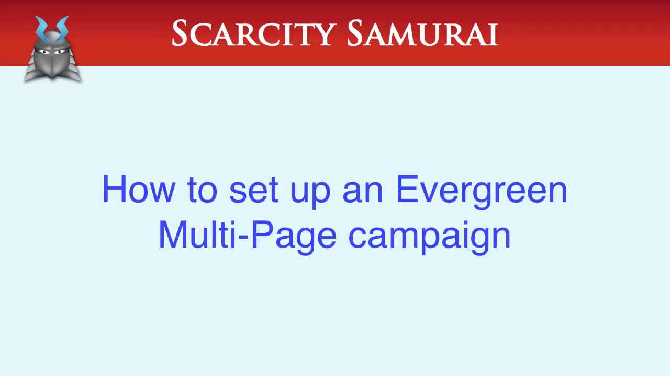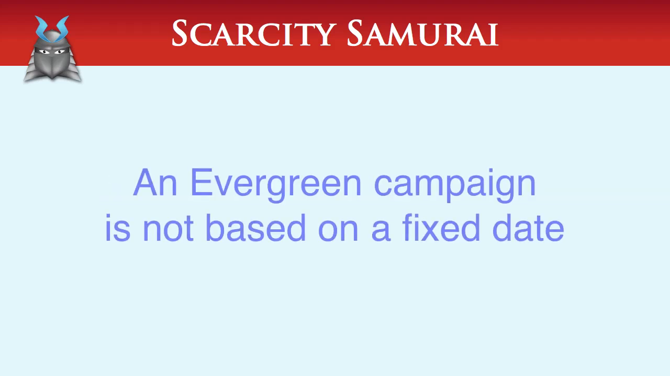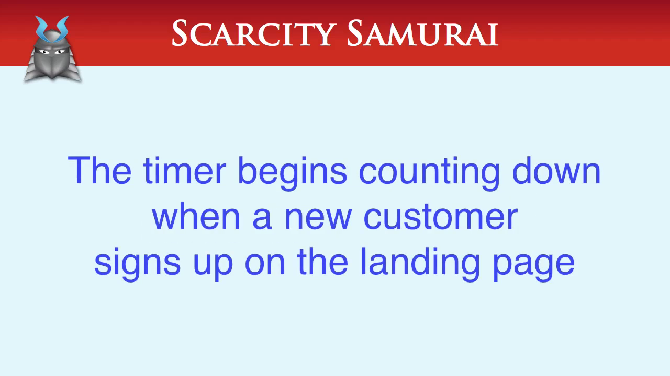In this video, I'll show you how to set up an evergreen multi-page campaign in Scarcity Samurai. An evergreen campaign is one which is not based on any fixed date. Rather, the timer begins counting down for each new user when they first arrive on your landing page.